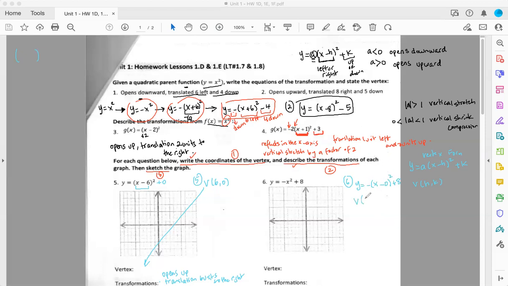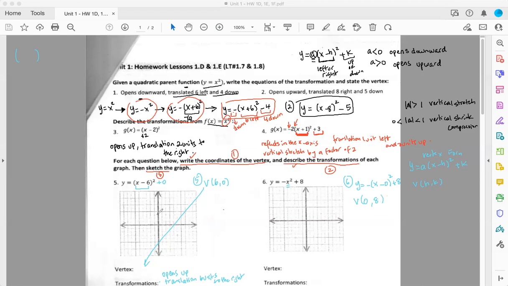Technically, the vertex is h. When you have x by itself, the x value of the vertex is 0, which is technically this, right? Whatever makes it 0 is 0. 0 minus 0 is 0. And then the number on the outside is k, which is 8. So this is the vertex.